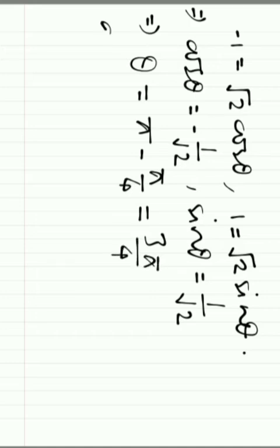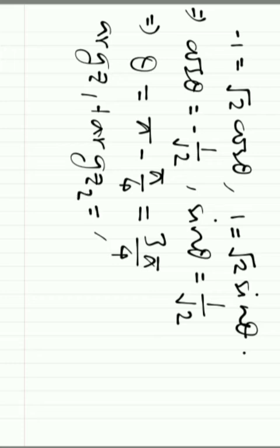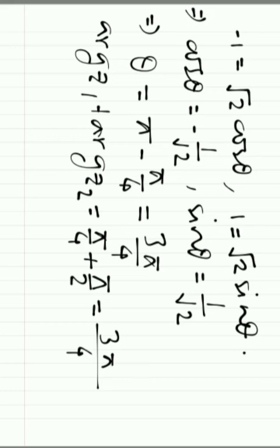So now you find argument z1 plus argument z2 is what? It is pi by 4 plus pi by 2. If you add these two, you will get 3 pi by 4, which is the argument of z1 z2. So I think it is clear that when we are multiplying two complex numbers, basically we are rotating the numbers and adding their arguments.